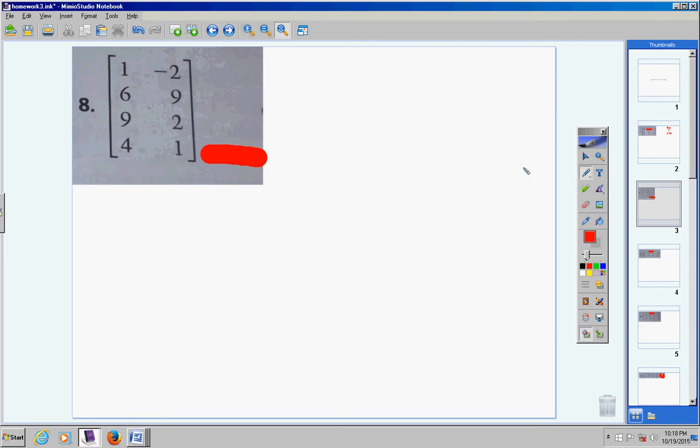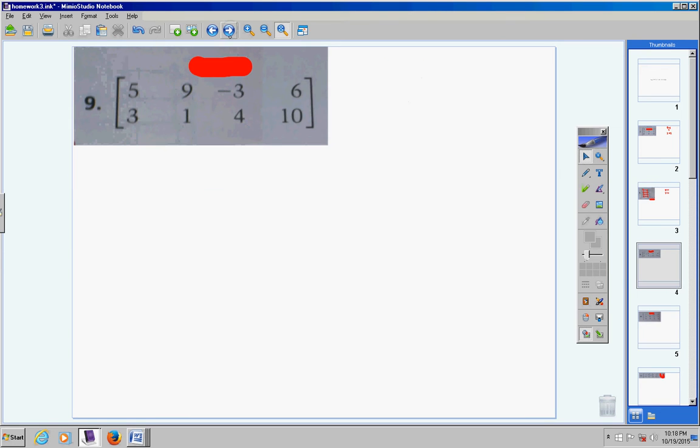Number 8. Let's write out the order of this matrix. That's rows by columns. Okay, let's count the rows. Remember, rows go left to right, columns go up and down. Your rows are 1, 2, 3, 4. Your columns would be 1, 2. So the dimensions or the order of this matrix is a 4 by 2. It is a 4 by 2 matrix.